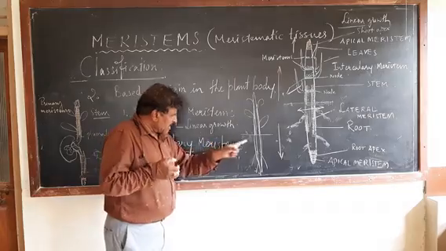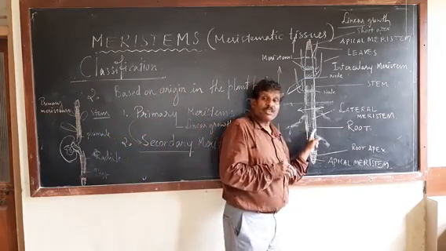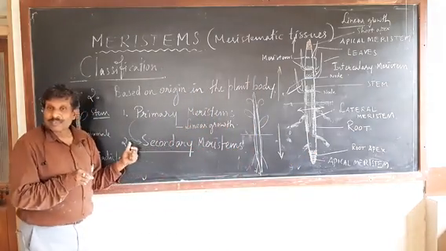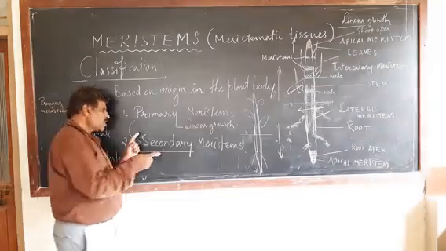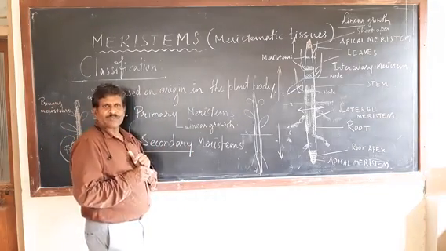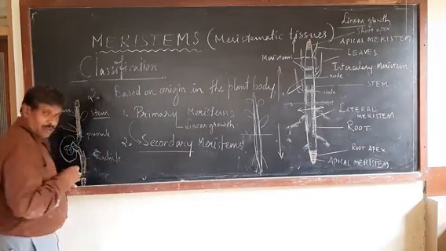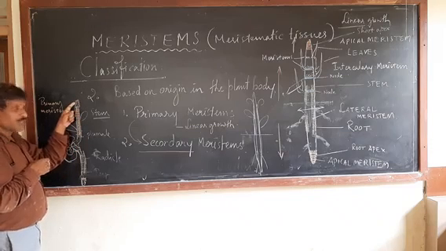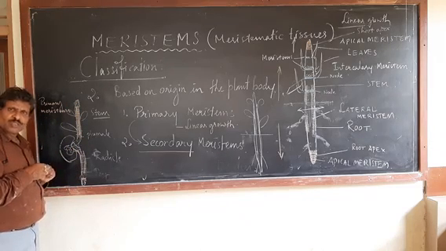This increase in the girth of the plant body takes place by the activity of a meristem. That meristem we consider as the lateral meristem. But based on the origin, we consider it as the secondary meristem. Because in a very youngest plant body, this meristem was not present. You will find only the primary meristems and only the permanent tissues.